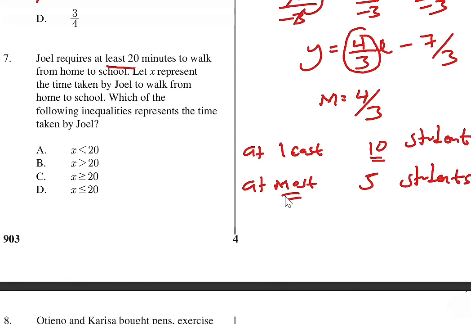At most, so it means let the highest number be 5. What does it mean? It is 5 going down. So at least is greater or equal to, so 10 going up. And at most is going down, so less or equal to.